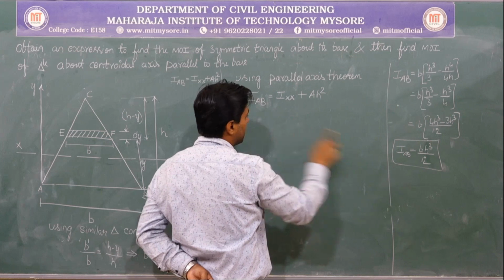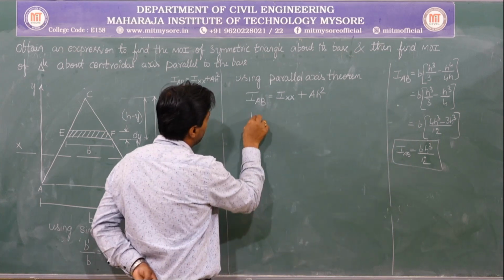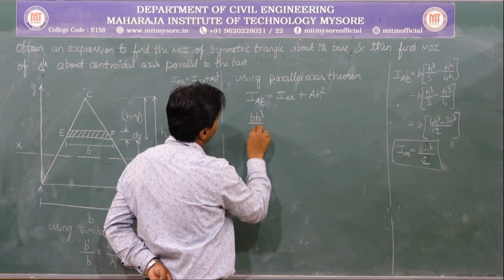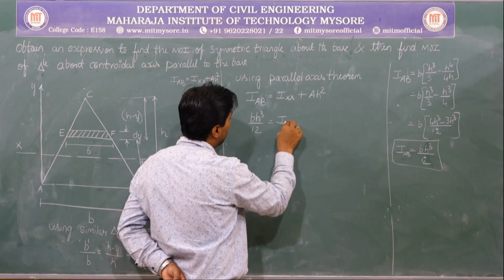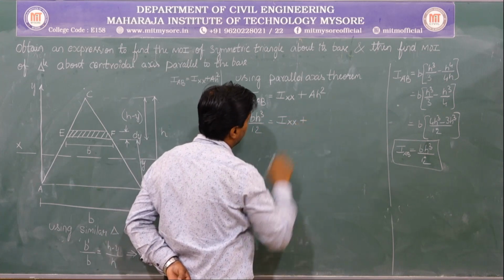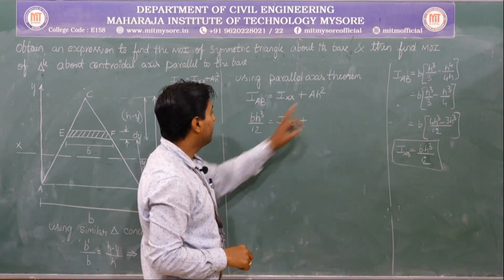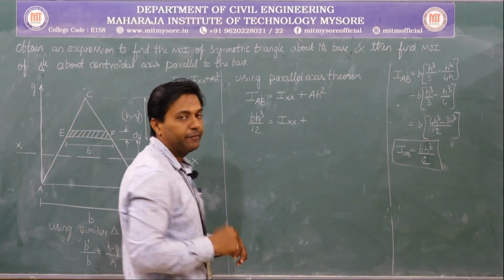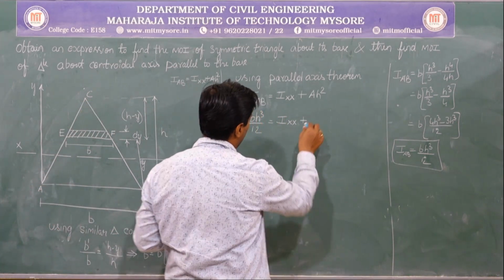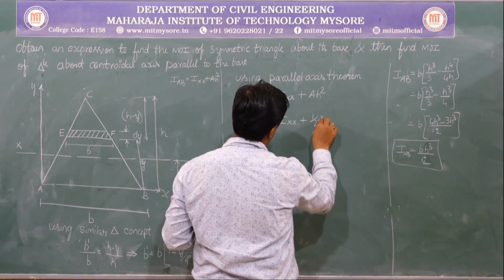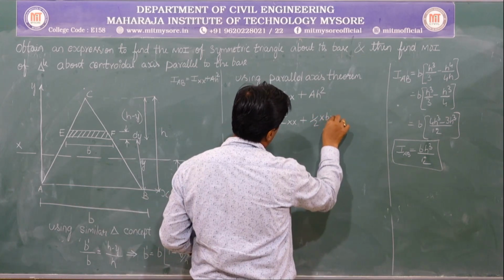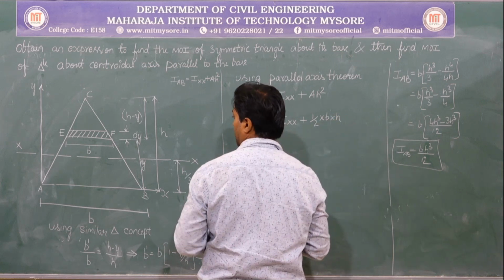Okay. What is IAB? Just now I have derived it. It is BH cube by 12. IXX only I need to calculate. Let us not bother about that. Plus, what is the area of the symmetric triangle? It is half into base into height. So it is half into B into H.